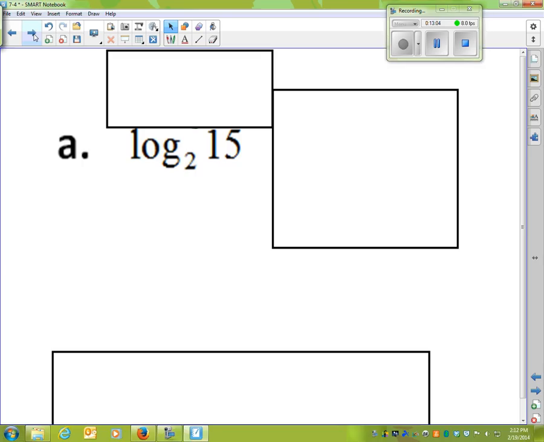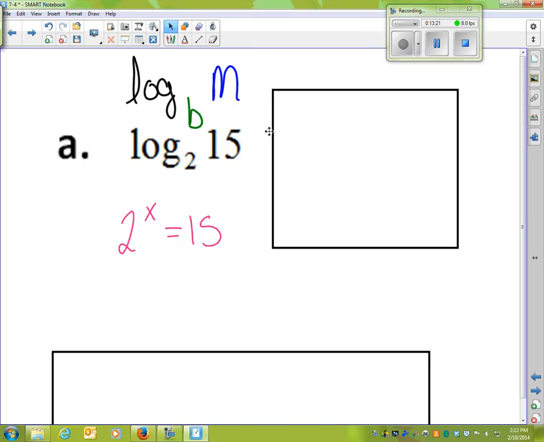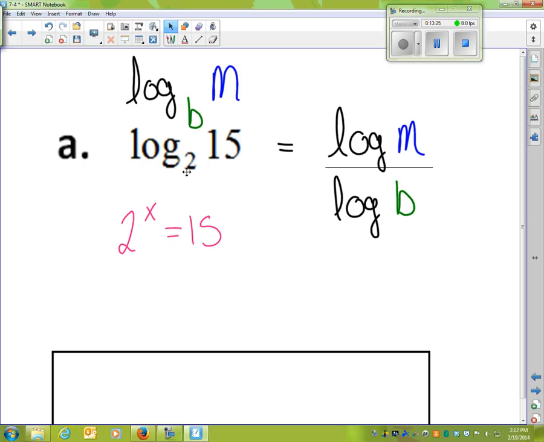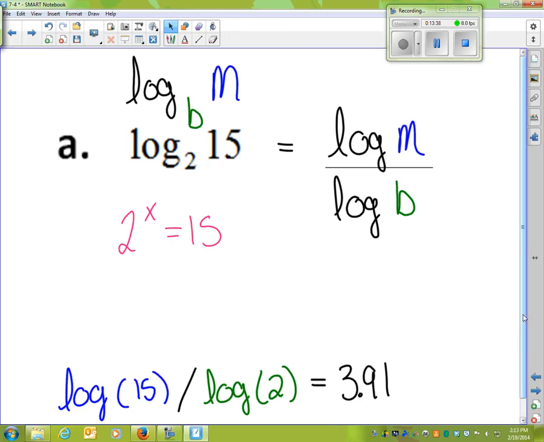Log base 2 of 15. If I were to write this as an exponent, I would say 2 to some power is 15. And that I can't figure out, but what I can do is use the change of base formula. 2 is my base, 15 is my m. I'll type in log m divided by log b, and your answer is 3.91.